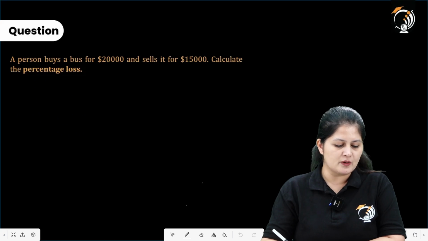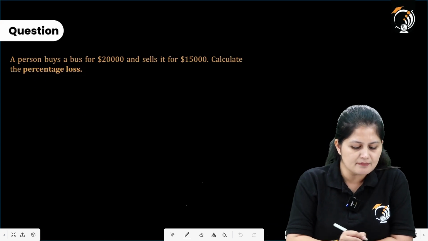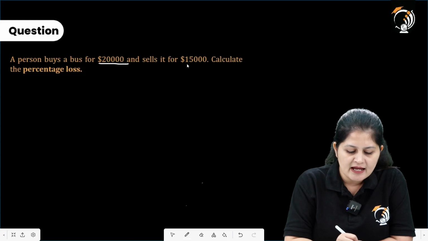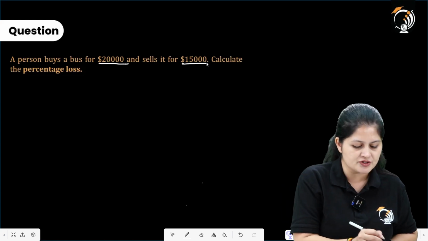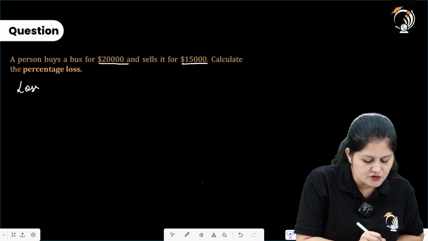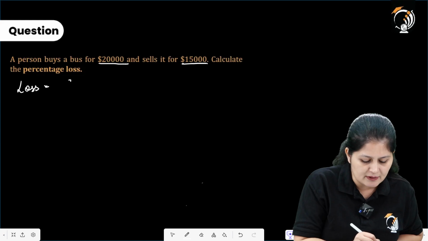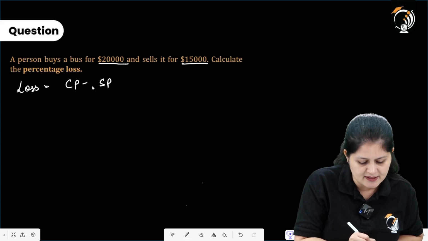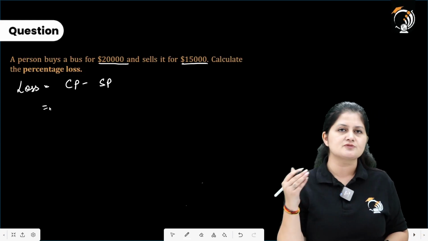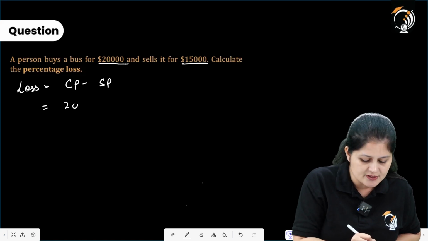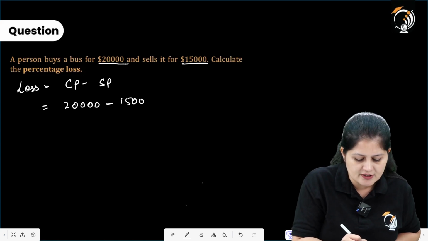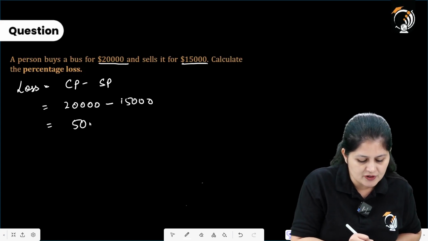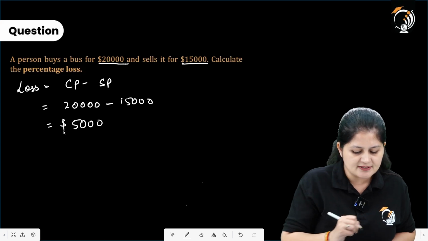Moving to the next question. The question says a person buys a bus for $20,000 and sells it for $15,000. We need to find the percentage loss. In order to find the loss, we know that loss is nothing but the cost price minus the selling price. The price at which he is buying the bus is $20,000 and the price at which he is selling is $15,000. So that is equal to $5,000. That is the loss happening.